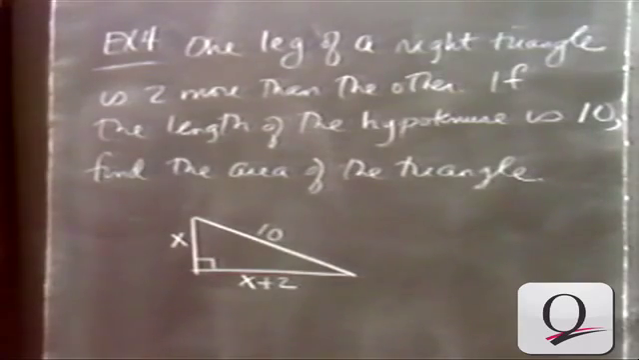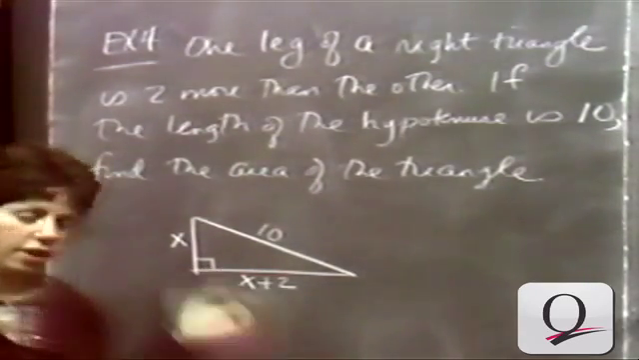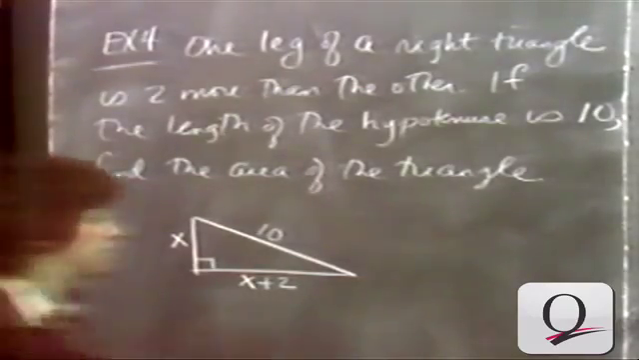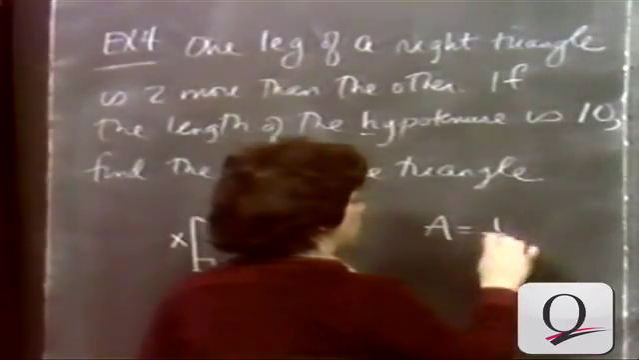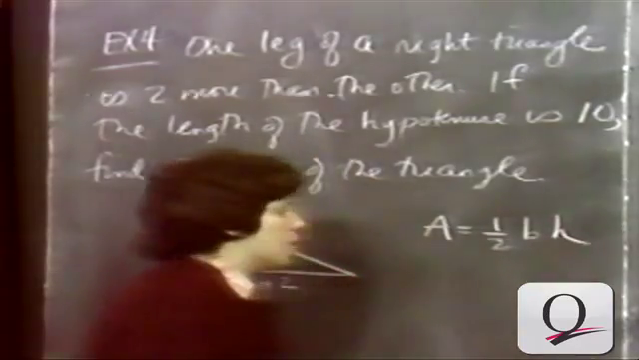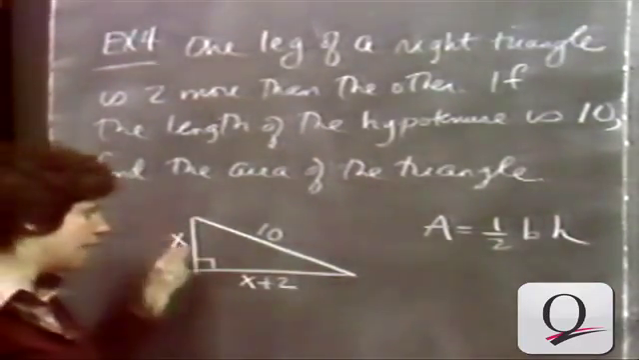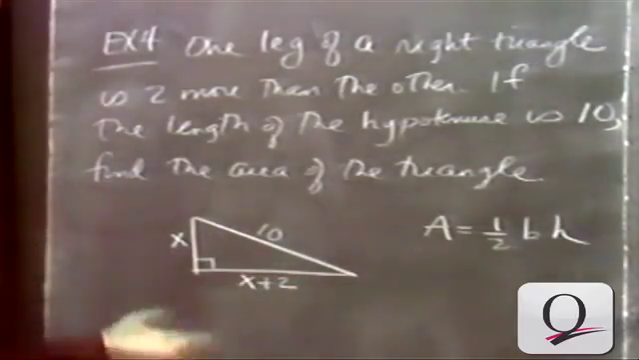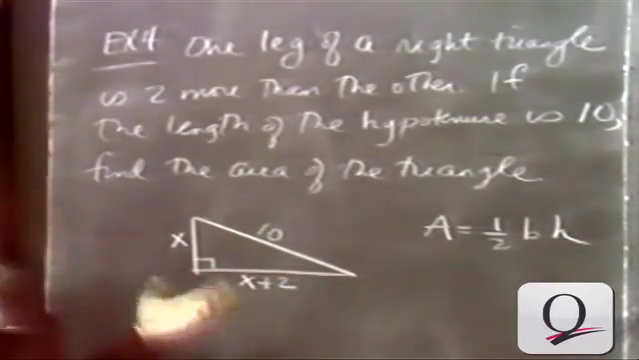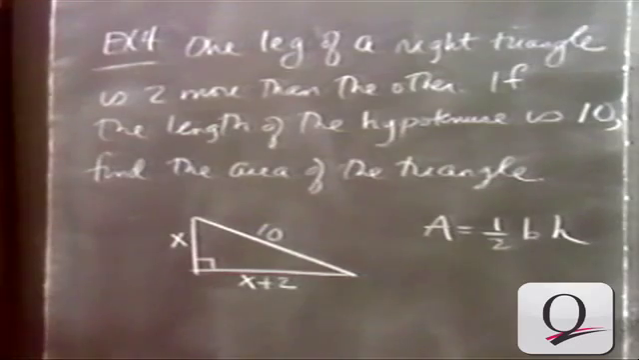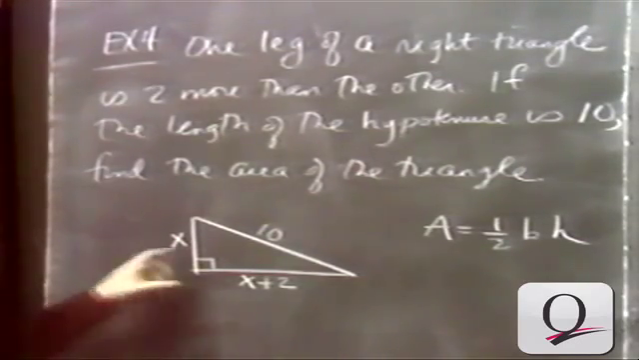Now you asked for the area of the triangle, but at the moment we're not prepared to find the area. The area of a triangle is 1/2 base times height. In a right triangle, you can take one of the legs as the base and the other one as the height. So it's 1/2, in this case, X times X plus 2. But of course, we must first know what X is. That's our first operation here.